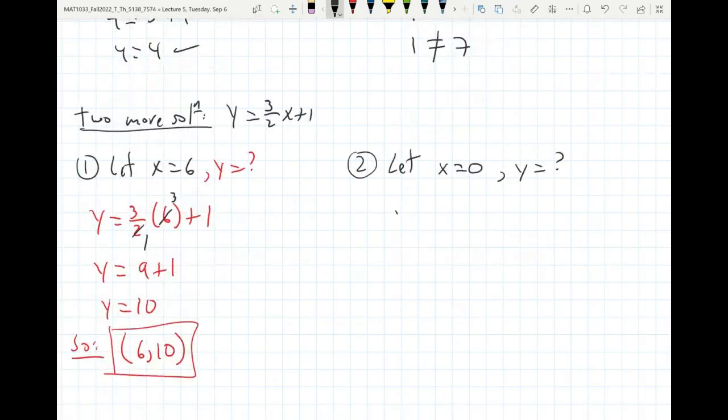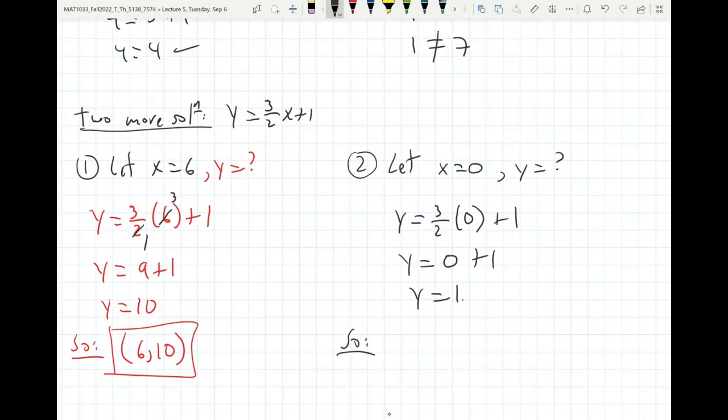All right. So in this case, we get y is equal to 3/2 times 0 plus 1. That's just 0 plus 1, which is 1. Okay? So we have another solution here, which is the point (0, 1). How do we call this point? What is this guy? Y-intercept. This is the y-intercept for this equation, okay? Because it's a point on the y-axis.